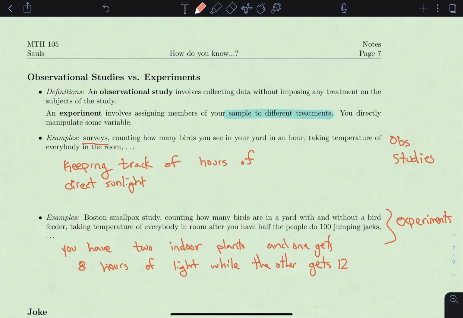So if you count how many birds are in your yard on one day without a bird feeder, but on the other day with a bird feeder, you controlled some variable. The different days have different treatments. If you take the temperature of everybody in the room, but first you have half the people do 100 jumping jacks, you're assigning a treatment to the different individuals in the study. Alright, so those are kind of examples to piece out the difference between observational study and experiment.